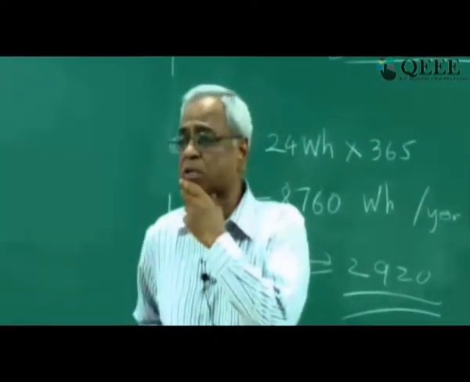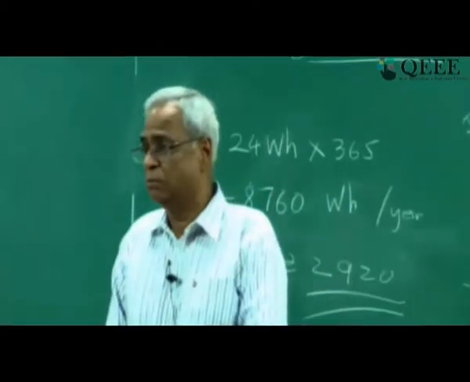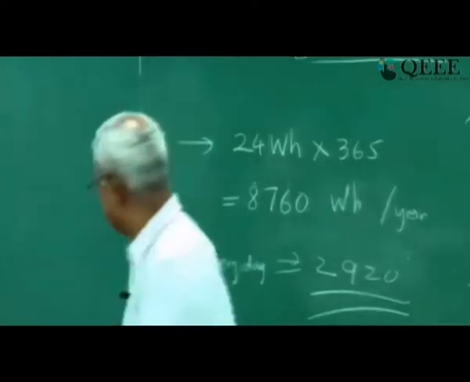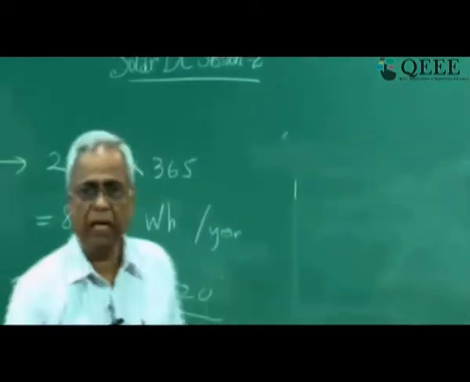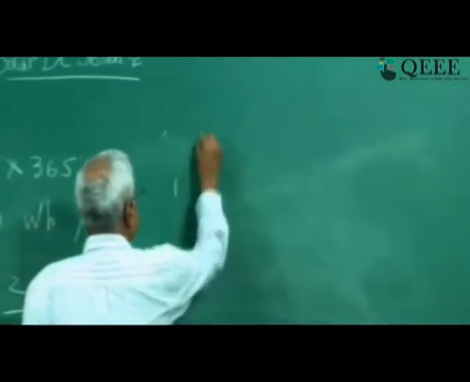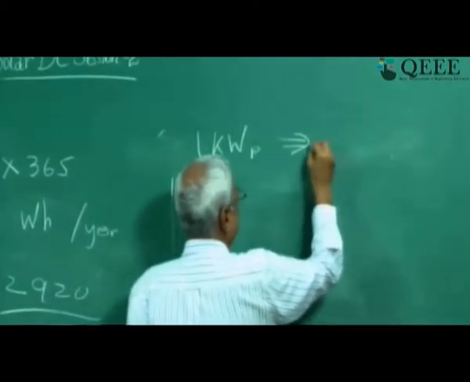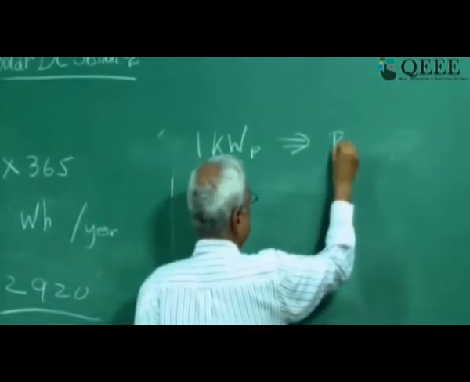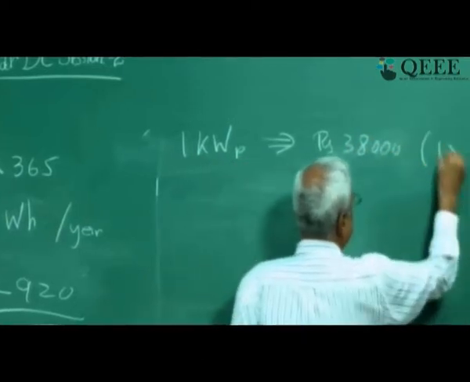What will the cost be? For 1 kilowatt, it will be 38,000. For 15%, 38,000 will be the solar panel cost. So a 1 kilowatt peak panel at 15% is rupees 38,000.